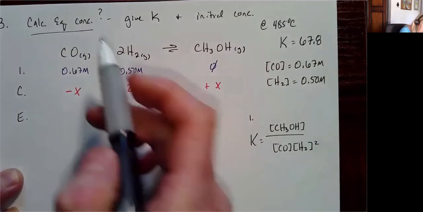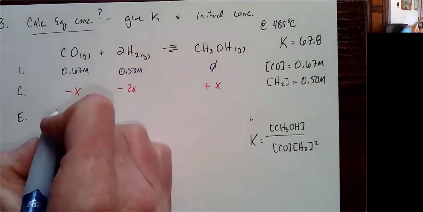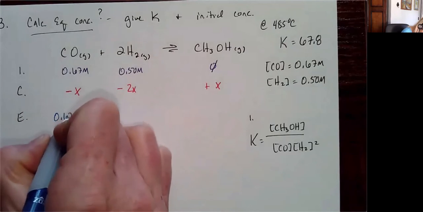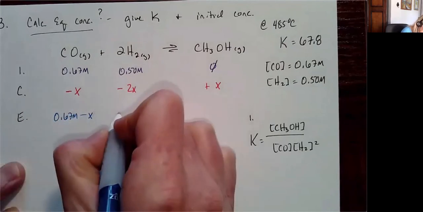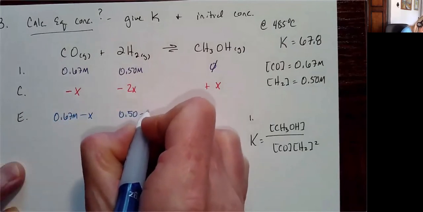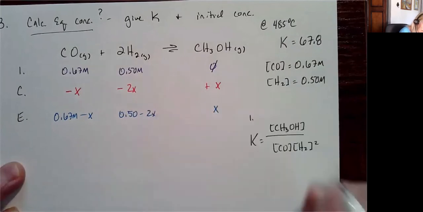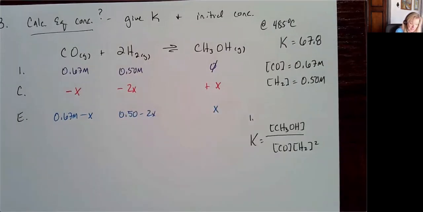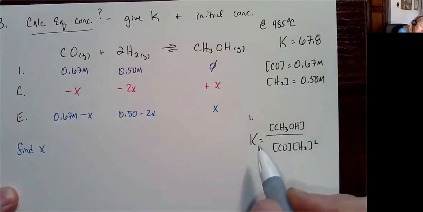So when I carry this all the way down, this is going to be 0.67 minus x, 0.50 minus 2x, and x. So now I need to find x. I also gave you K.